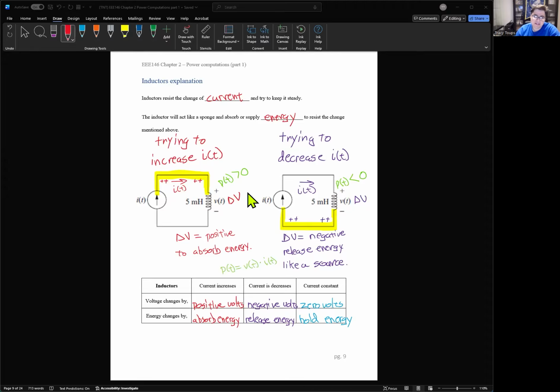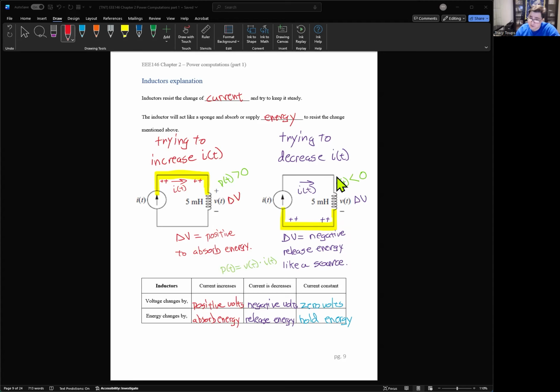Okay. Now, what happens when we have a lot of energy in the inductor right here? Let's say the inductor's been working for a while, we've got a lot of energy stored, and all of a sudden I want to decrease the current. Let's cut the current in half, from 10 amps to 5 amps immediately. What is the inductor going to do? It says, nope, I don't like the change in current. I'm going to resist it.